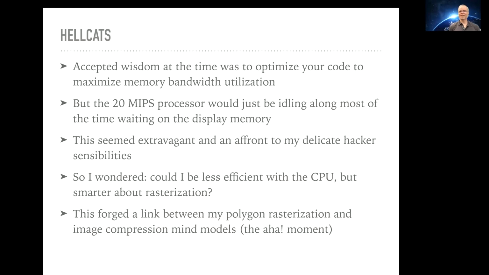So I wondered, could I be less efficient with the CPU? Don't ram as many pixels as you can per second, but be smarter about it, smarter about the rasterization. And instantly that forged a link between the polygon rasterization mind model and image compression mind models. How does image compression work?